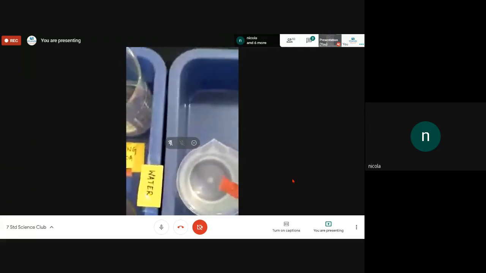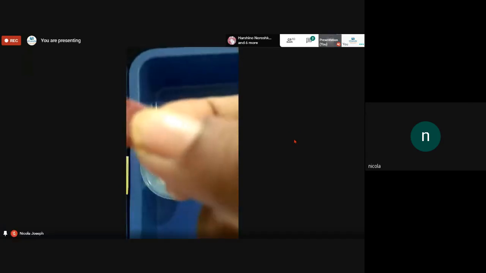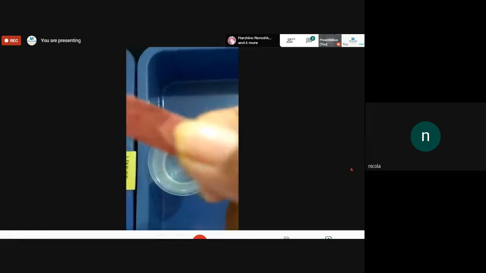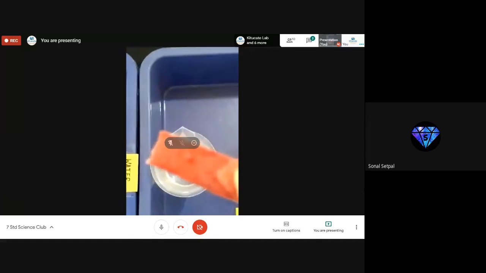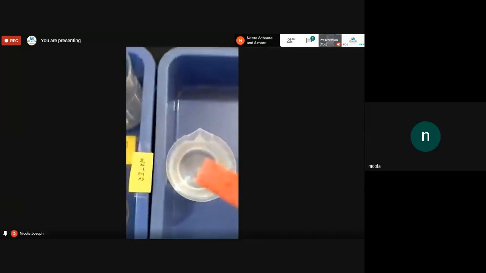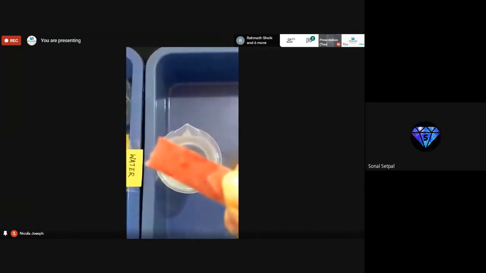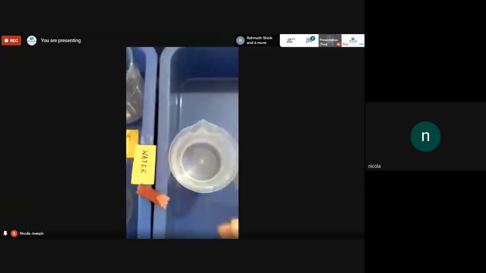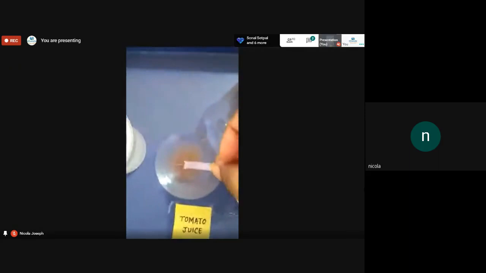So, see, I'm testing water with red litmus paper. Did it change color? No, ma'am. So, what is water? Neutral. Water is neutral, so it did not change color. It's not an acid. Now let's test tomato juice with blue litmus paper.